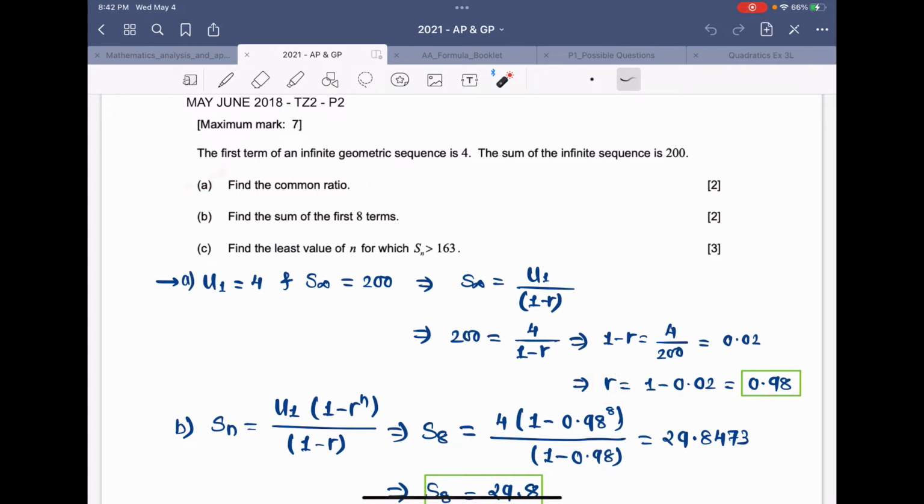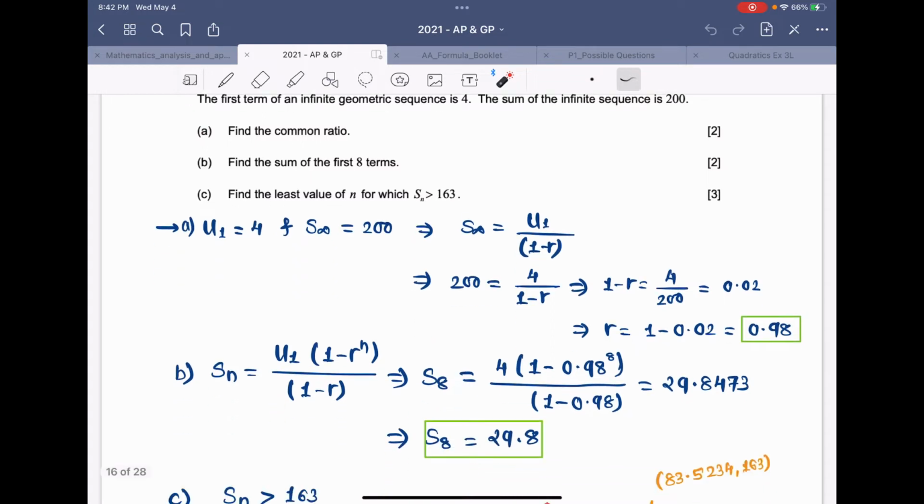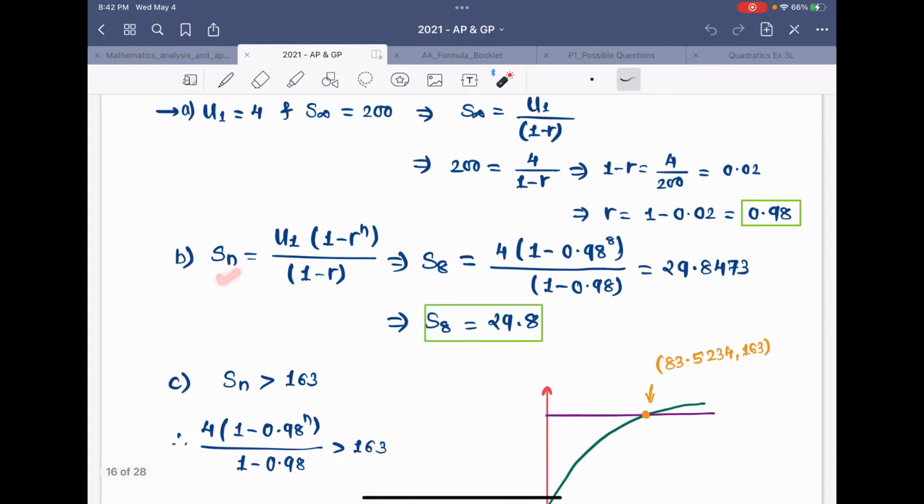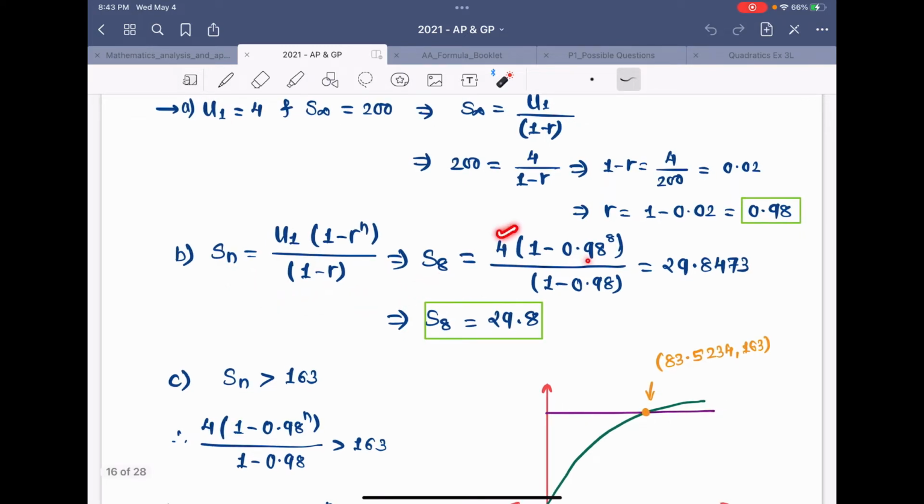First part is done. Find the sum of the first 8 terms. So Sn is equal to u1 times 1 minus r raised to n over 1 minus r. S8, so the n value is 8. u1 we already know, that is 4. r we already found from the first part, that is 0.98. So 4 times 1 minus 0.98 raised to 8 over 1 minus 0.98.